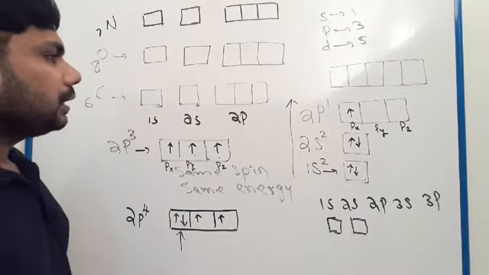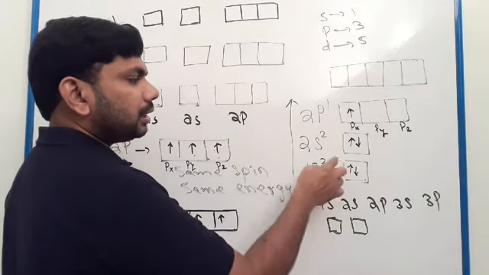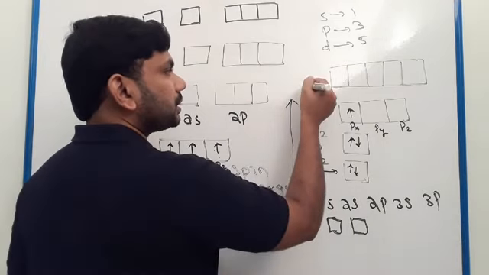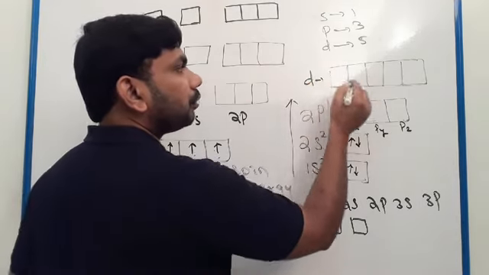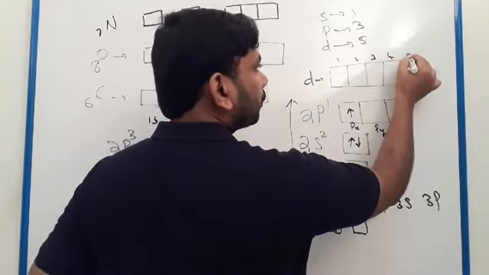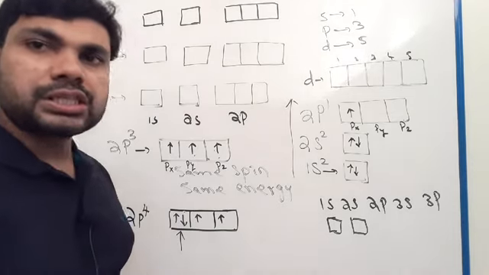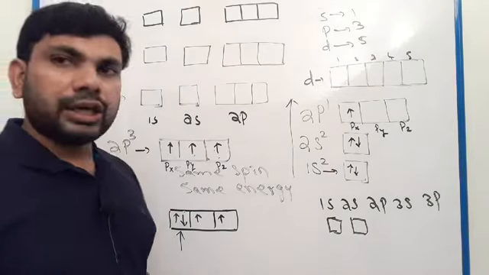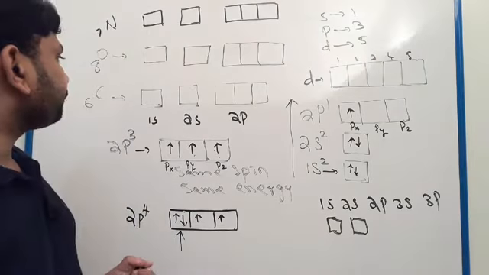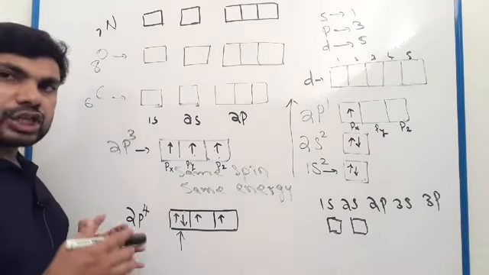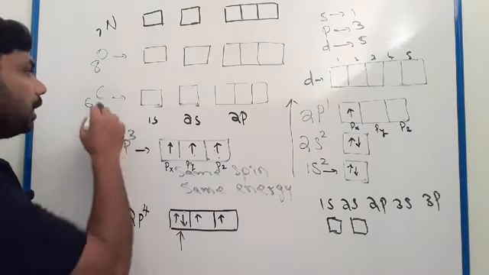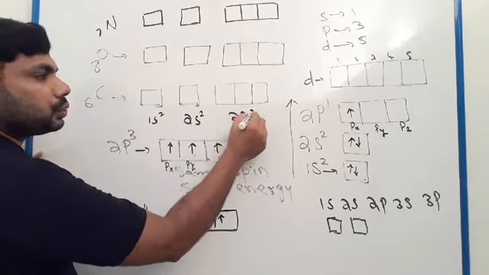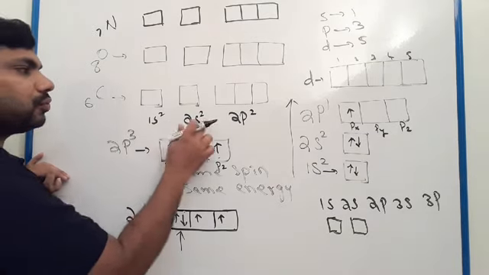Clear? Now see here: s has 1 orbital, p has 3 orbitals, and d we know has 5 orbitals: 1, 2, 3, 4, 5. The different 5 d orbitals you will study later. The shape of the 5 d orbitals you will study in A2. Now let us check the subshell electronic configuration of carbon. Carbon we know is 1s2, 2s2, 2p2. 6 electrons in carbon: 2, 4, 6.